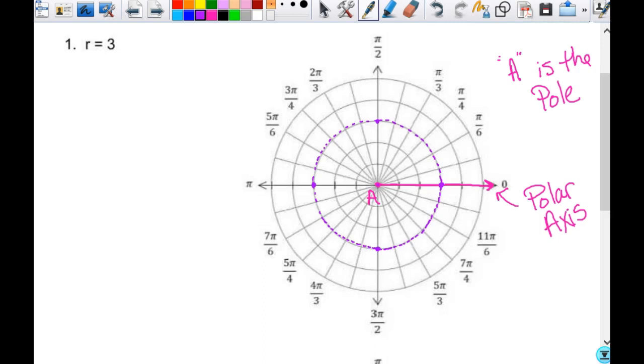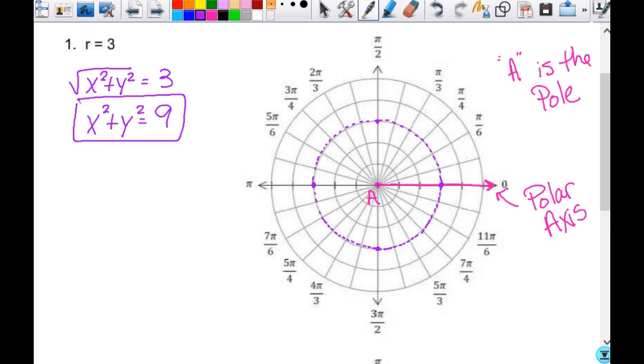To get from polar to rectangular, what do we substitute in for r? Square root of x squared plus y squared. And then that equals 3. So then I square both sides and get x squared plus y squared equals 9. That's my rectangular form of the equation. And I could have just done that if I know how to write the equation of a circle, because my center is at 0, 0 and my radius is 3.